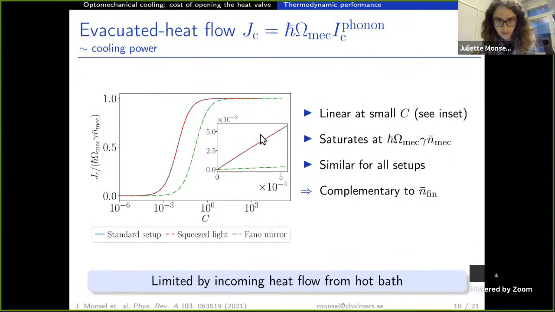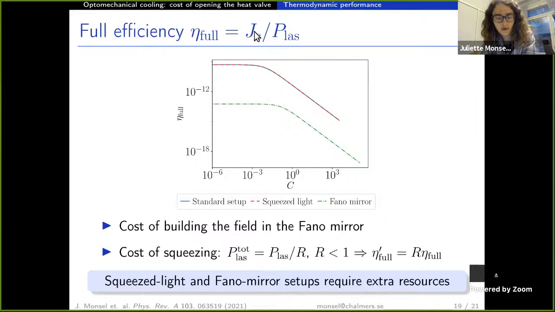And finally, the efficiency. If we divide this evacuated heat flow by the laser power, what we see is that the Fano mirror in green here has a large extra cost. That's because we need some extra laser power to build an average field in the Fano mirror mode too. So we have one extra harmonic mode. And the second thing is that for the squeezing, it looks like it's the same as for the standard setup. However, it's because we have not computed the exact cost of generating the squeezing. But if we know the exact experimental setup, then we could know how much more laser power we need to generate the squeezing. And so we also expect a lower efficiency.